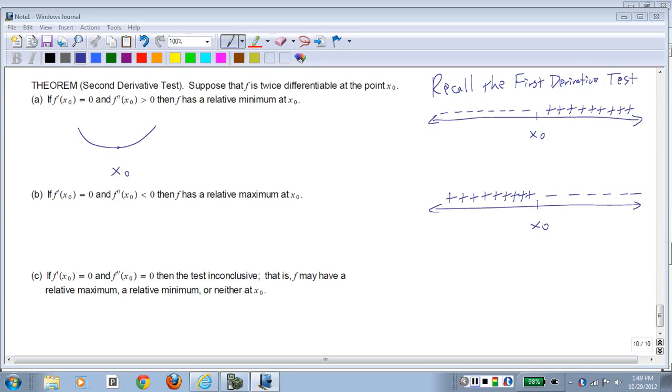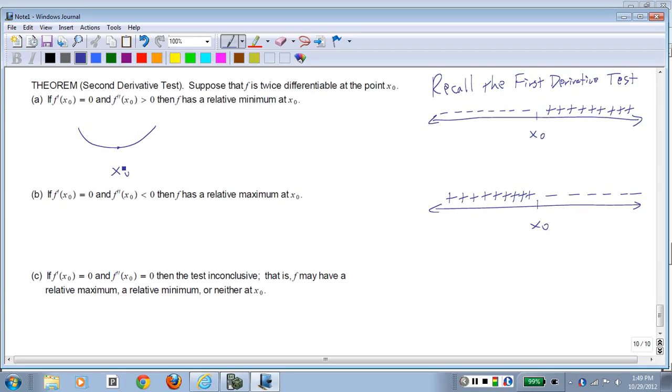Second derivative test is going to be used to get the same information, but the hope is with a little bit less work. So the gain is maybe it's less work. The loss is that maybe it doesn't always work. So we're going to hope that the second derivative test is going to work for us, and when it does, it's going to be a good thing.